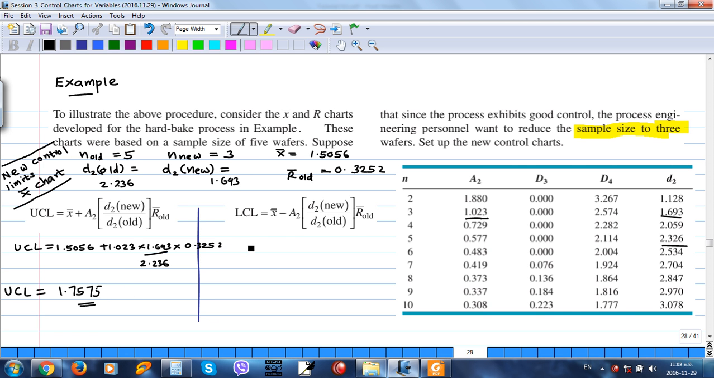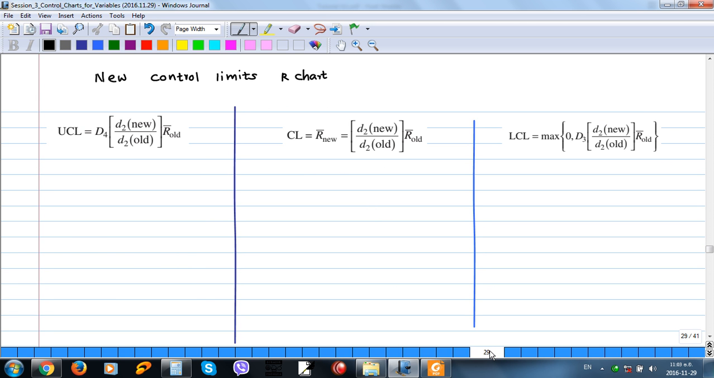This is the answer. And LCL also you can find, substitute those values again, then 1.2537. You may try this, that is not a difficult one. So again, in the same way, the only difference is minus, all the other values are the same. This is for the X bar chart. So we need to find the R bar chart also.